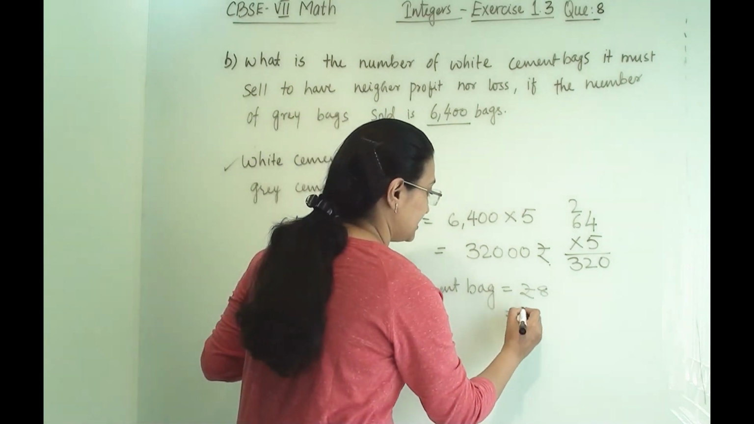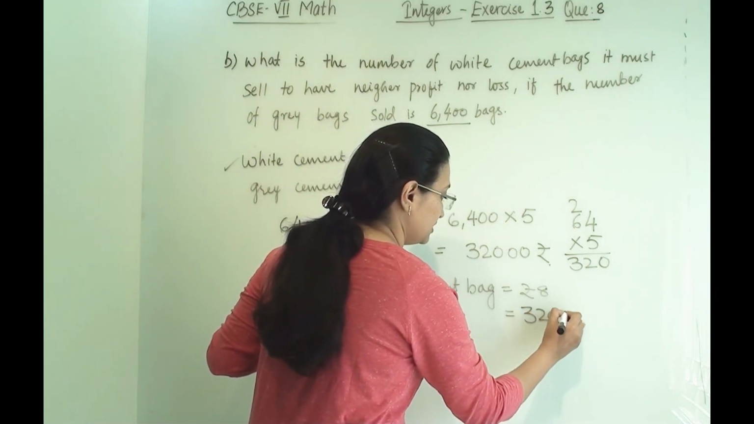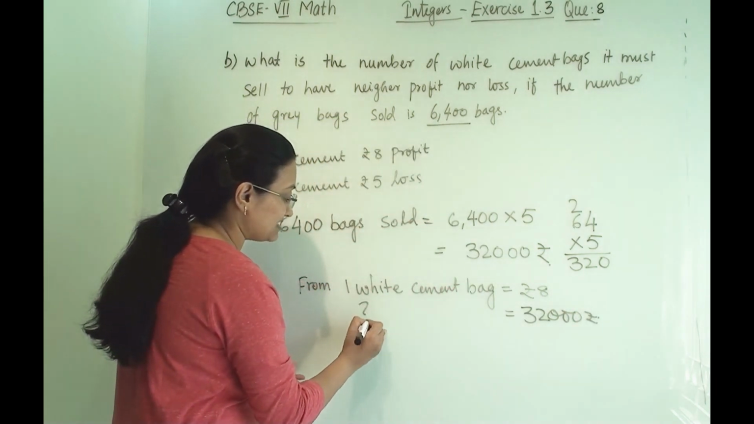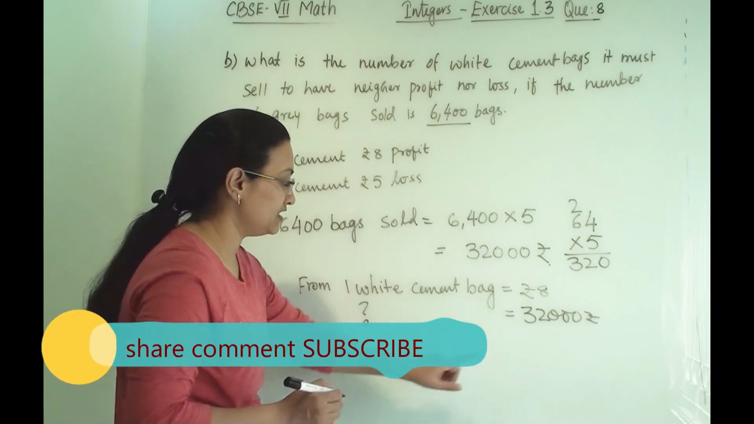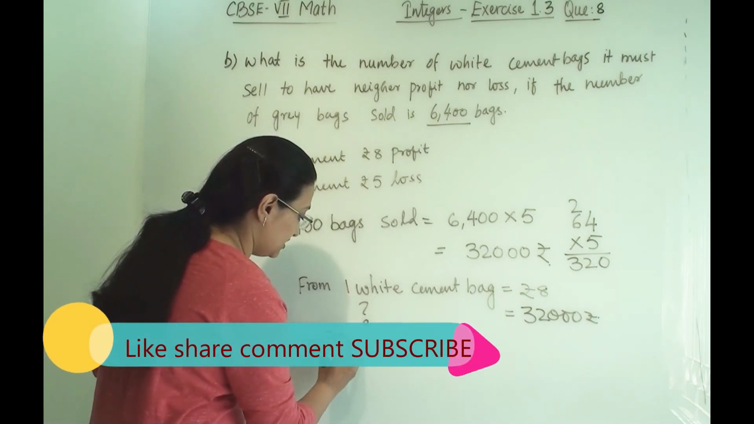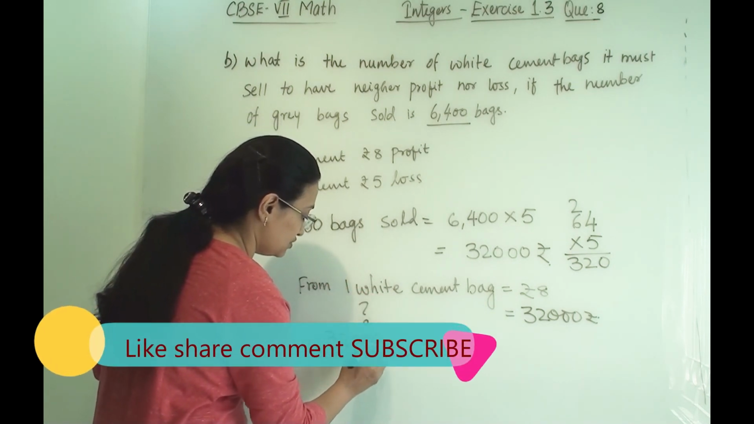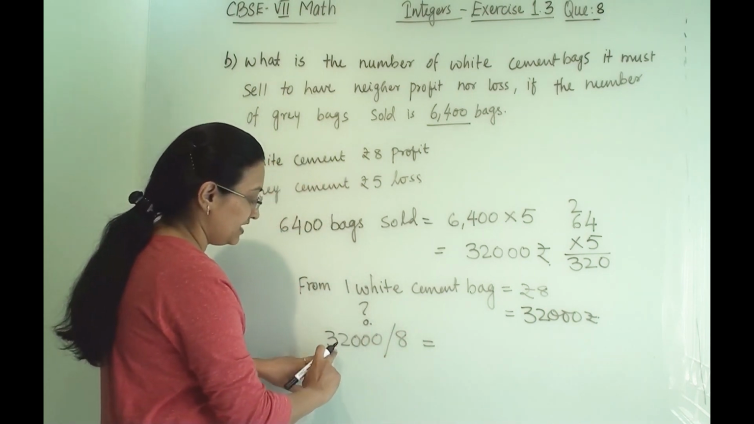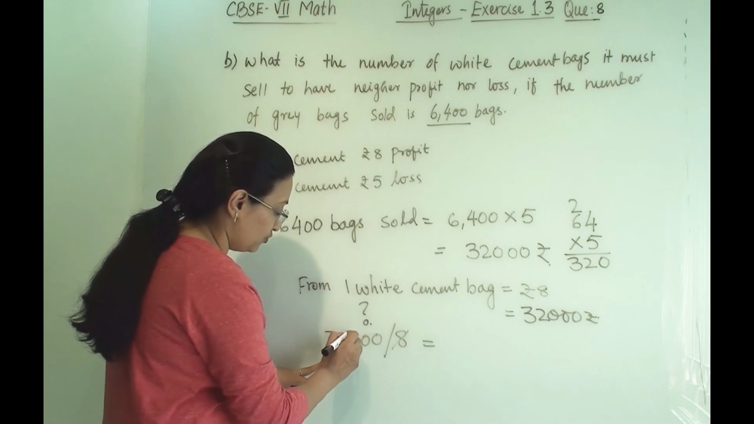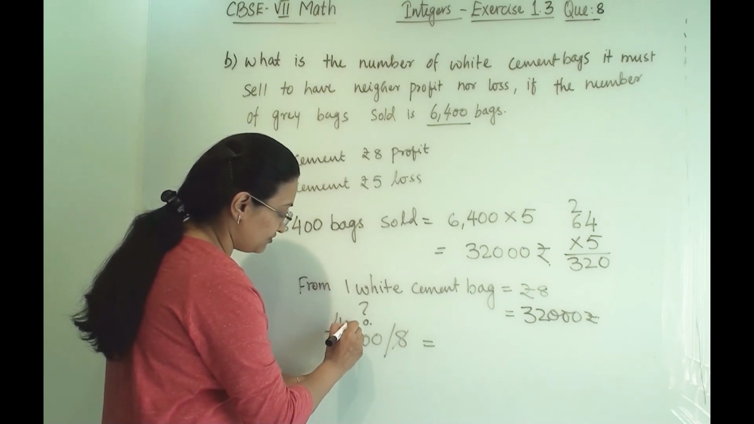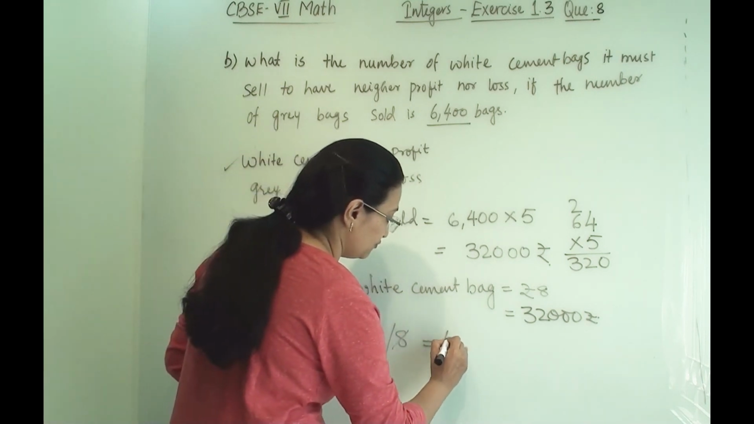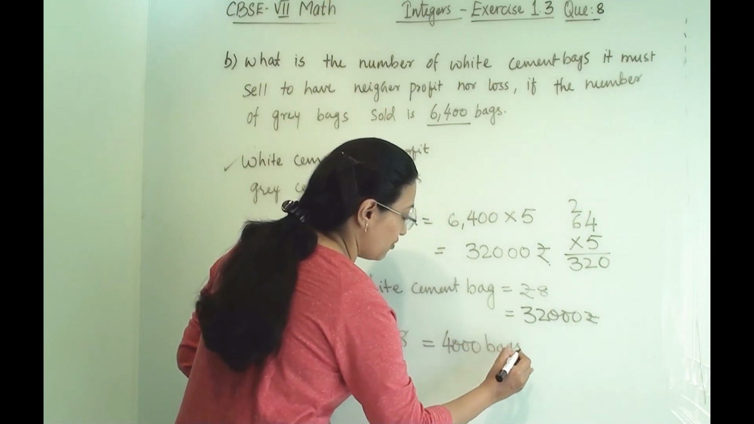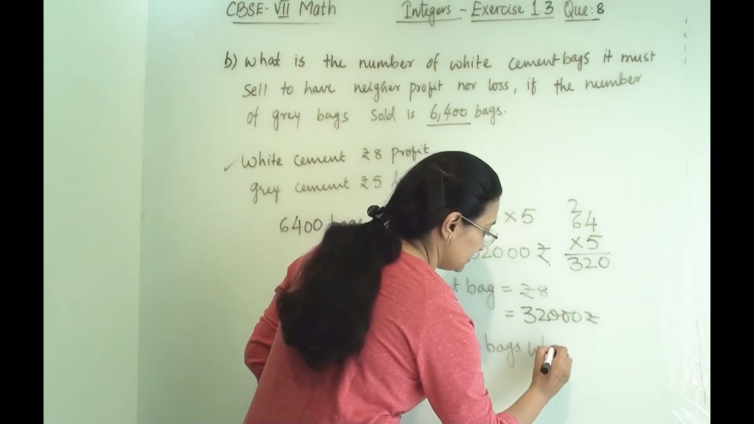So here we are writing 32,000 rupees. Now, how many bags should they sell to get this many rupees? So 32,000 divided by 8. We know that 8 4s are 32 and then afterwards 0. So 4,000. So 4,000 bags of white cement they should sell.